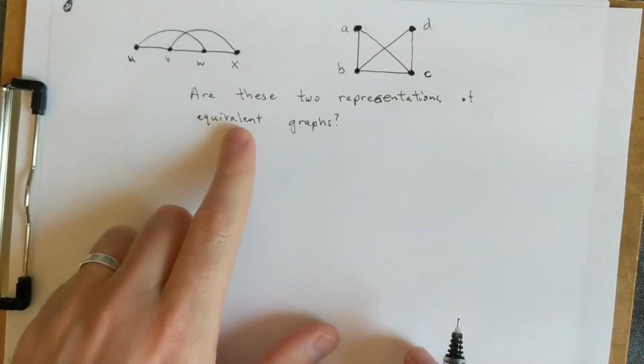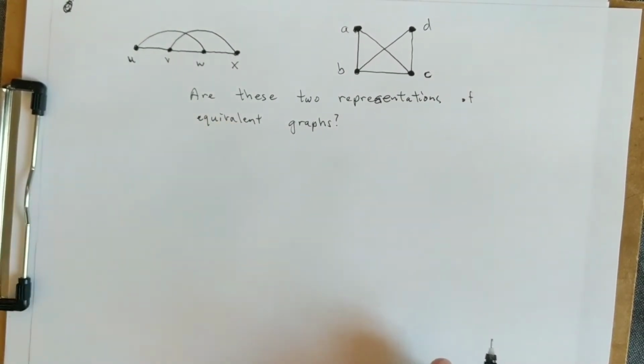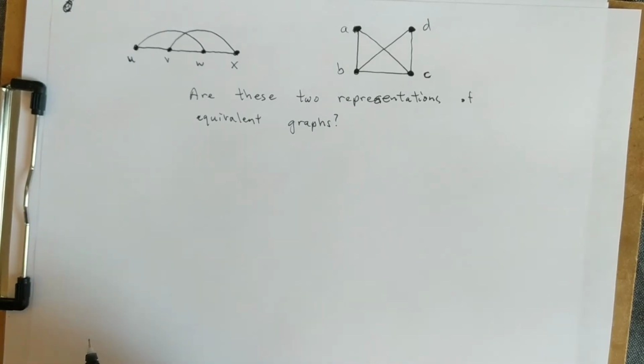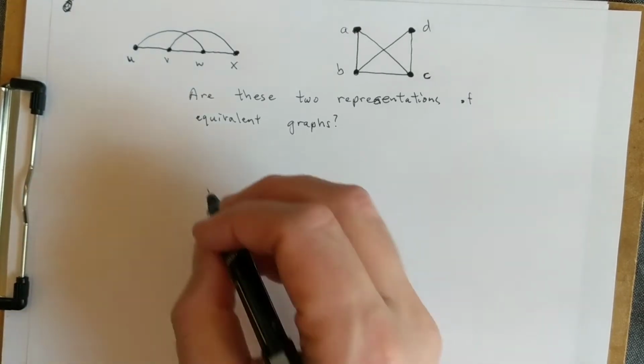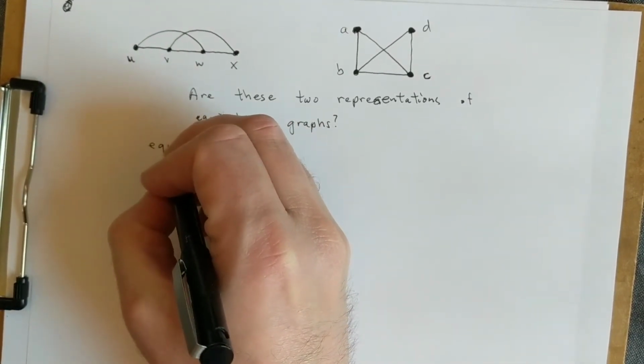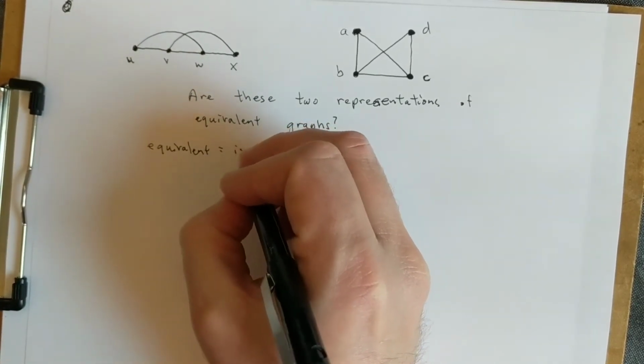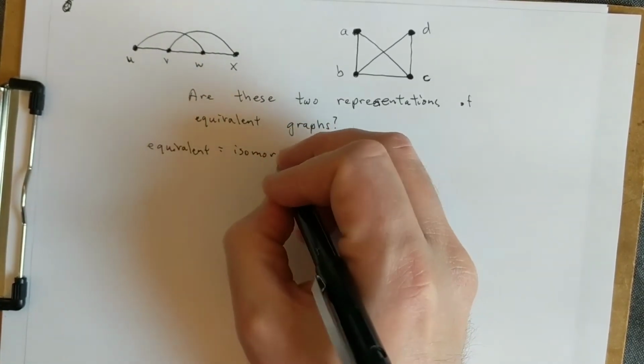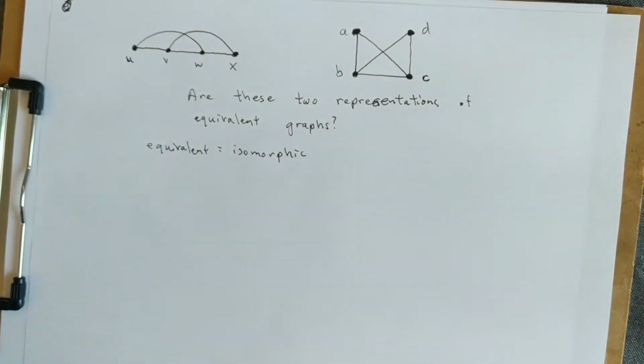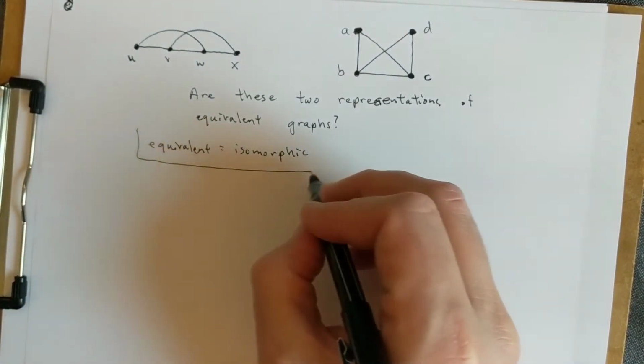So the question here could be, are these two representations of equivalent graphs? Are they essentially the same? Could I draw them the same? And this is a problem, the graph isomorphism problem. So equivalent, the word we use in math is isomorphism, or we would say the two graphs are isomorphic.